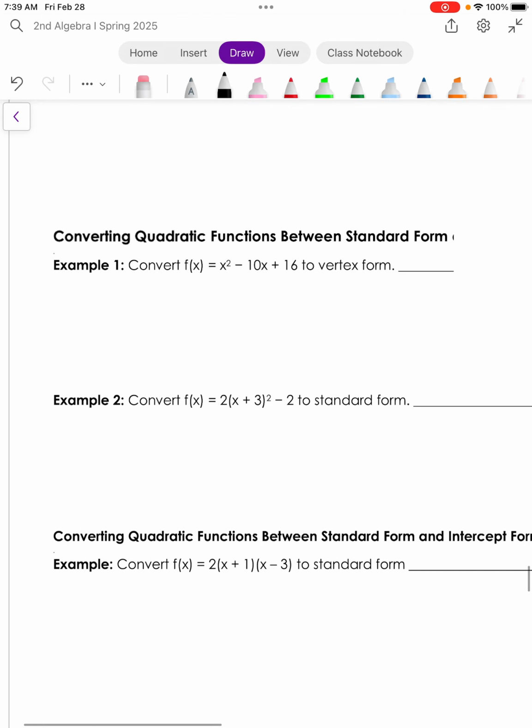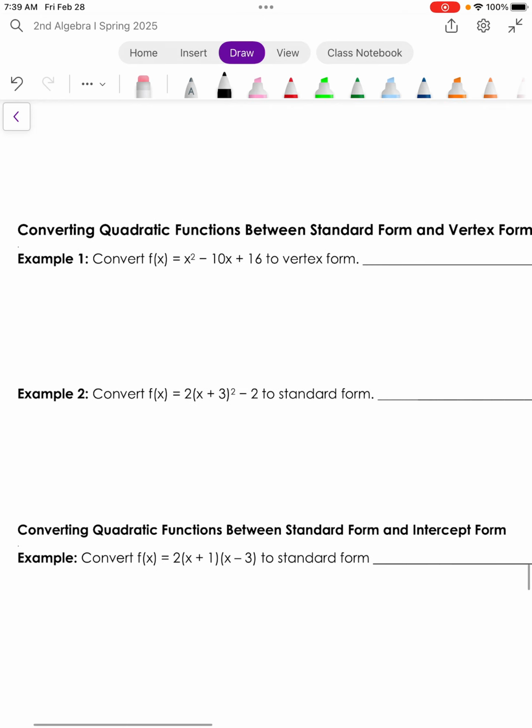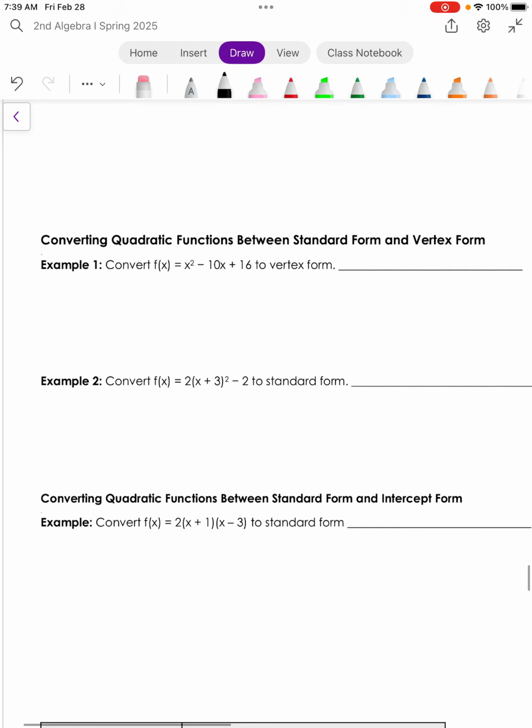To convert between forms, we want to convert this to standard form.